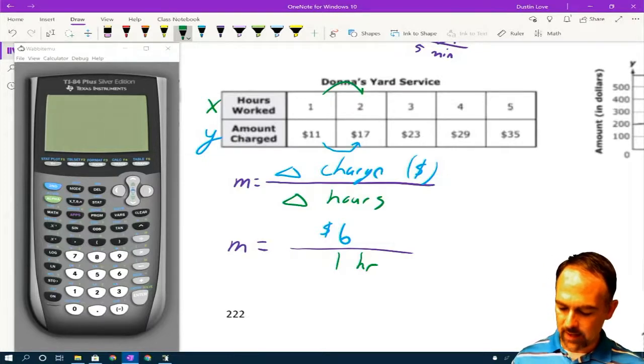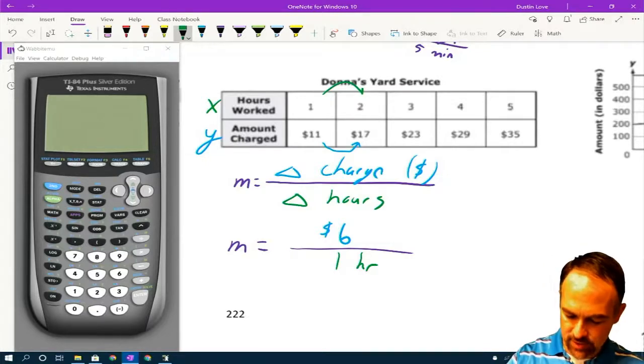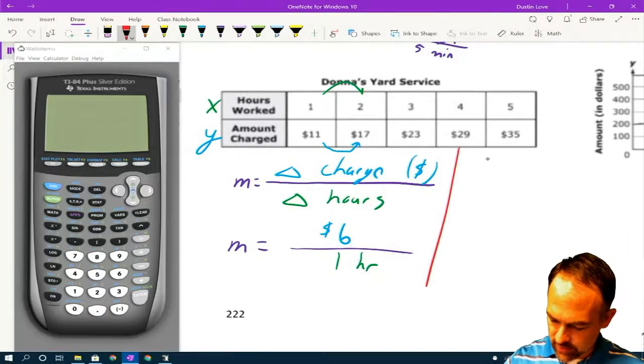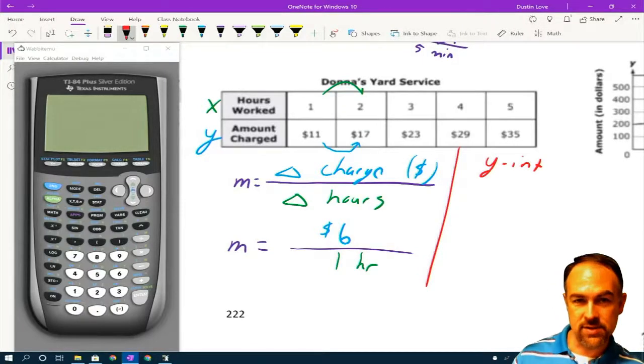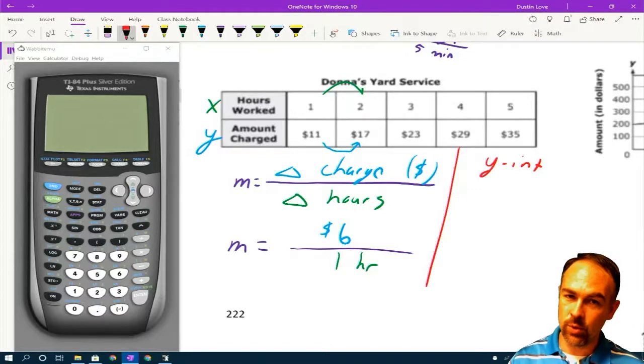All right, now let's talk about the x-intercept. Okay, actually the y-intercept. The y-intercept happens where x is 0, and there's not a 0 anywhere on this chart.